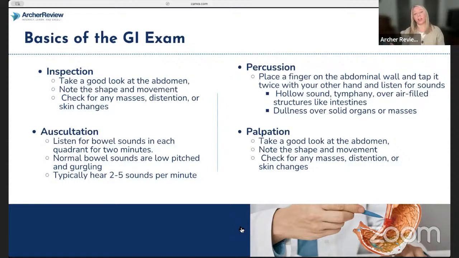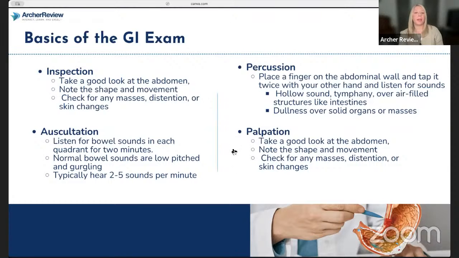So we've taken a look and we've listened, but now we need to percuss. What you'll do is place a finger on the abdominal wall and tap it twice with your other hand and listen for sounds. If you hear a hollow sound, this is called tympany and is over air-filled structures like intestines. If you hear dullness, this is over solid organs or masses like cancer.